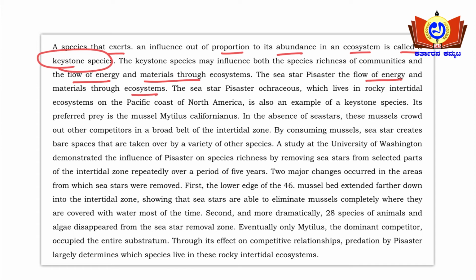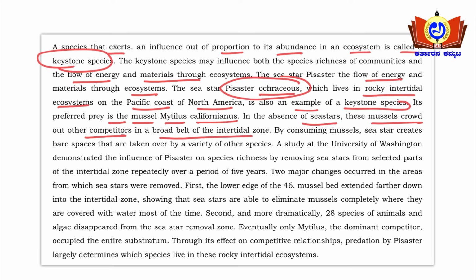The sea star Pisaster orcaceus, which lives in the rocky intertidal ecosystem of the Pacific coast of North America, is also an example of a keystone species. So Pisaster orcaceus, okay, keystone species. Its preferred prey is the mussel Mytilus californianus. In the absence of sea stars, these mussels crowd out the other competitors in a broad belt of the intertidal zone. By consuming mussels, sea star creates bare spaces that are taken over by a variety of other species.